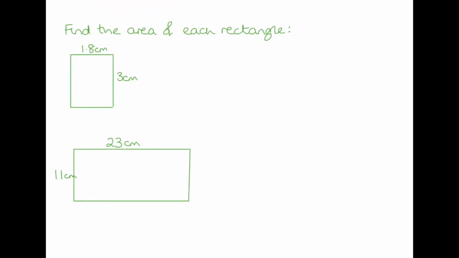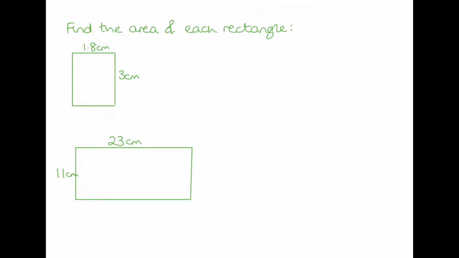So we're going to have a little look at these two rectangles here. We can't count squares here, and we don't need to count squares anyway because the measurements are given to us. So to find the area of this rectangle, remember, we need to do length times breadth. Does it matter what order we multiply two numbers together? Well, the answer is it doesn't matter. So we do it in the order that is easiest for us.